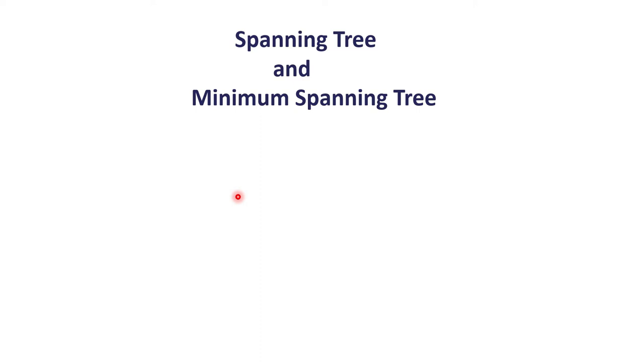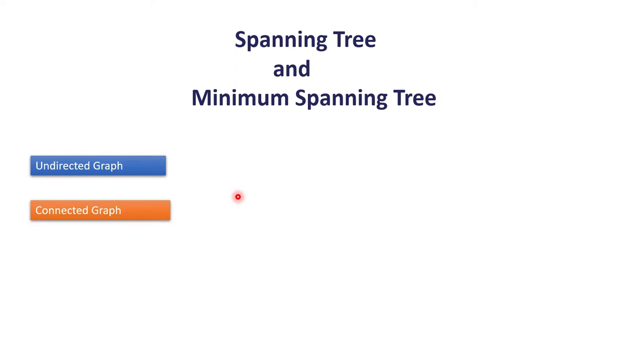Before going to spanning tree and minimum spanning tree, two terms we have to know, that is undirected graph and connected graph. I have explained this earlier also. To find a spanning tree or minimum spanning tree of a graph, the graph should be an undirected graph and a connected graph. So to do a recap, what is an undirected graph?